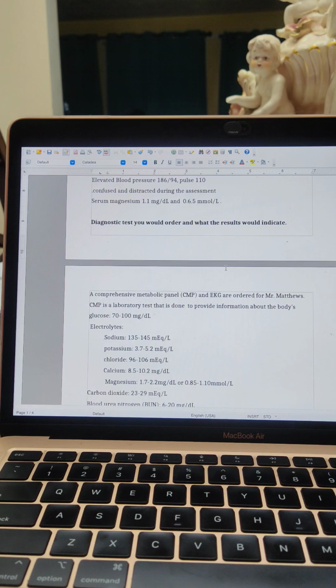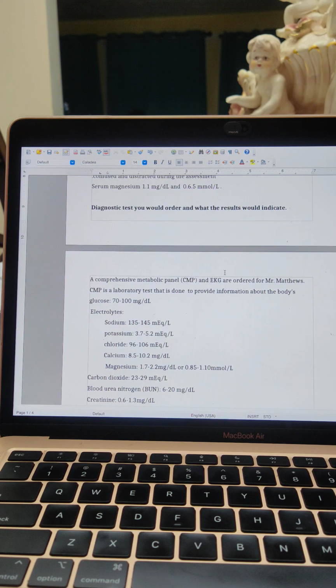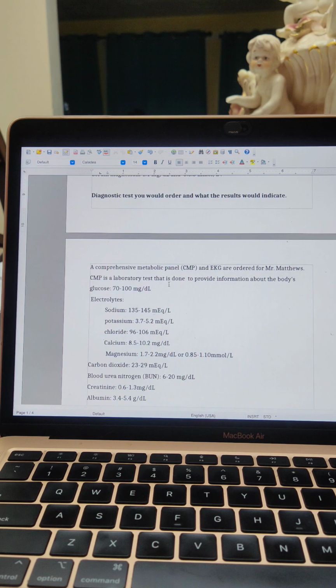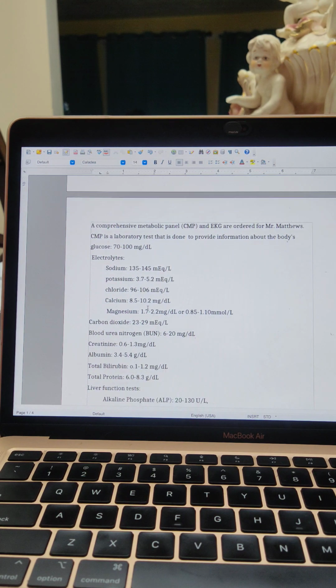Diagnostic tests that could be ordered for Mr. Matthews in this case will be a comprehensive metabolic panel or an EKG. Magnesium affects the muscles, which also includes the heart muscles, so an EKG will be appropriate to order as well. The complete metabolic panel, also known as CMP, is a test that is done to test various lab values and electrolytes in the body. So these are all the labs that are tested with CMP and the normal values. And again, I'm not going to go through all of this, but this is just to have for reference.